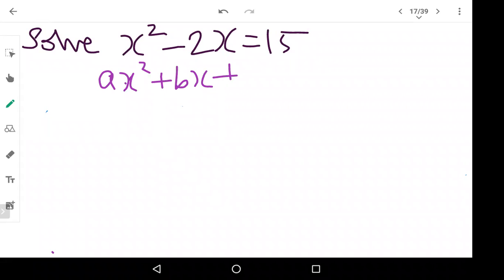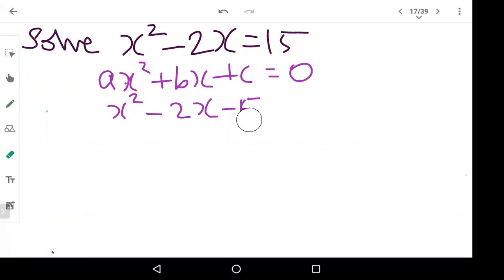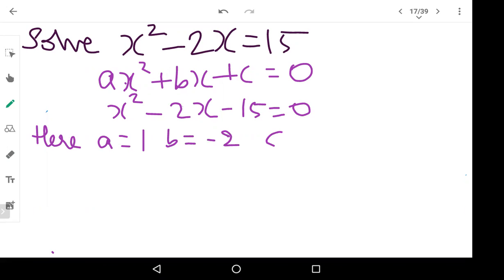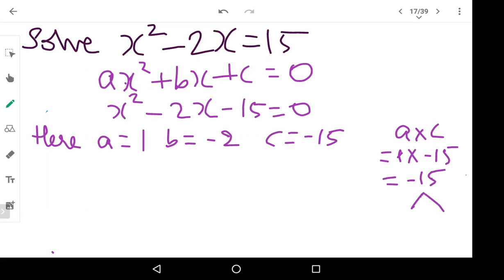So we have to get the equation to this format. So what will be the equation? x square minus 2x, if you get plus 15 to the other side, it becomes minus 15, is equal to 0. Now here a is equal to 1, b is equal to minus 2, c is equal to minus 15. Now after this is the same exercise that you have to do, that is a into c, which is 1 into minus 15, you'll get minus 15. Now find the factors and solve the problem. Try this, find the factors and complete this problem and tell me the answer.